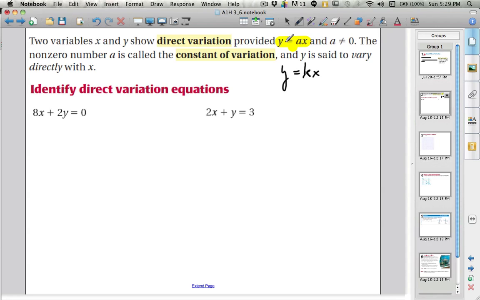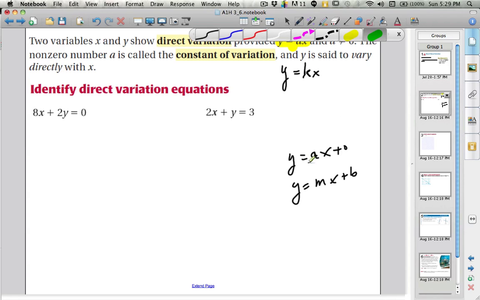And y is said to vary directly with x, meaning that as x changes, there will be a similar change in y. As x increases, y would increase. As x decreases, y would decrease. That's what direct variation looks like. If you compare y is equal to a times x to slope-intercept form, y is equal to mx plus b, you can see that the constant of variation is the slope, and the y-intercept is 0 on a direct variation model. Those are some things you would get used to for direct variation.